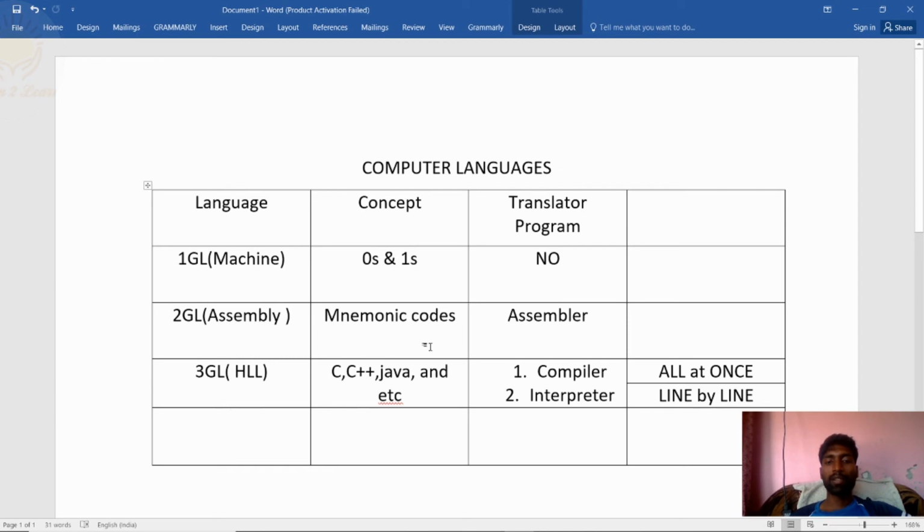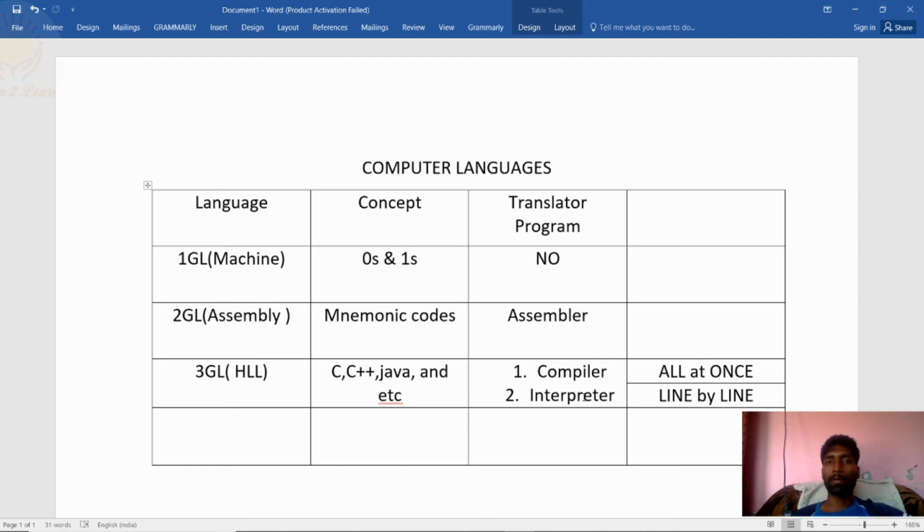In this we are using two translators. First is a compiler, second is an interpreter. The compiler converts all our program at once into machine language. If we make any errors, if we made mistakes in 4-5 places, it will show 4-5 errors. Only after correcting will it give it to the machine language. But the interpreter will convert our program into machine language line by line.